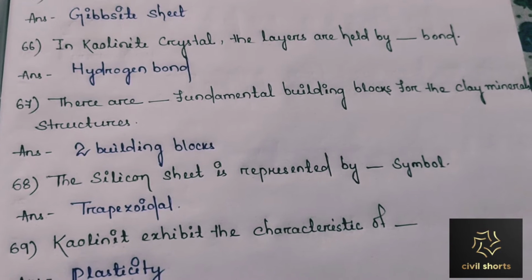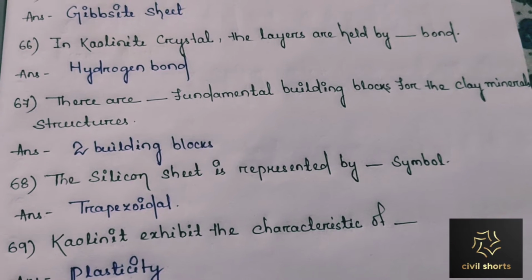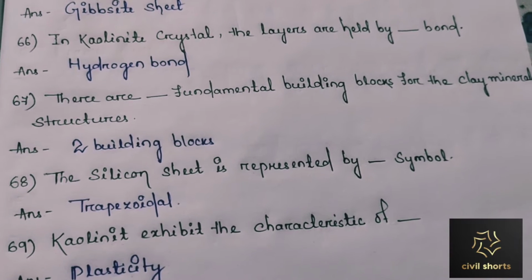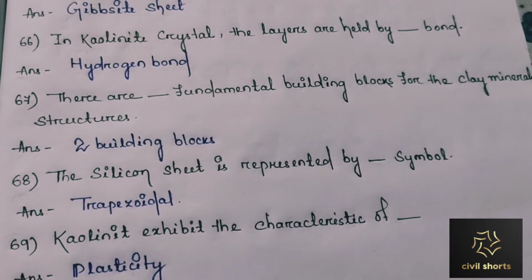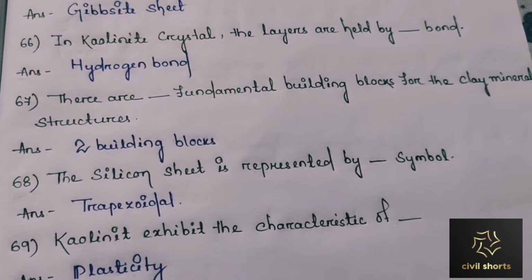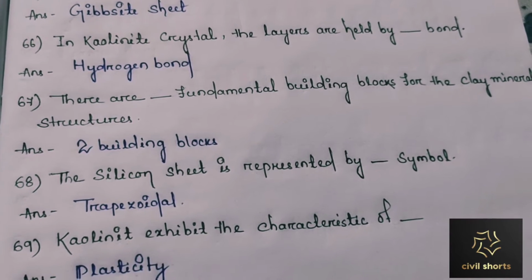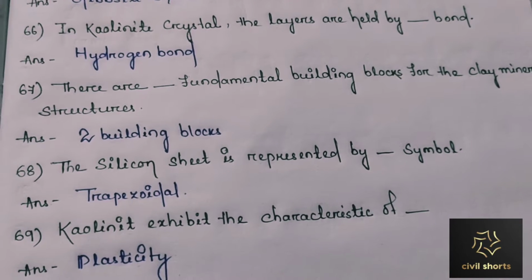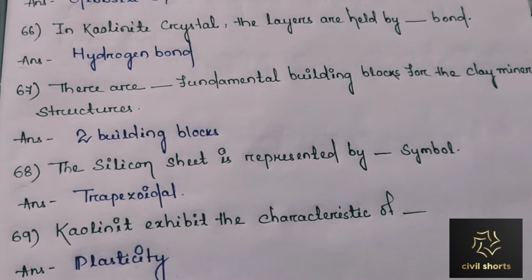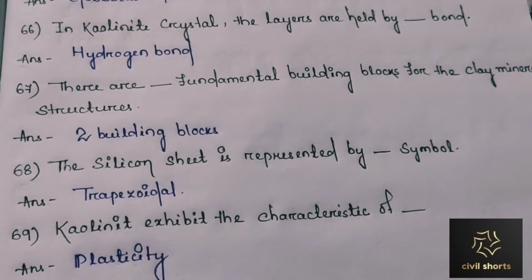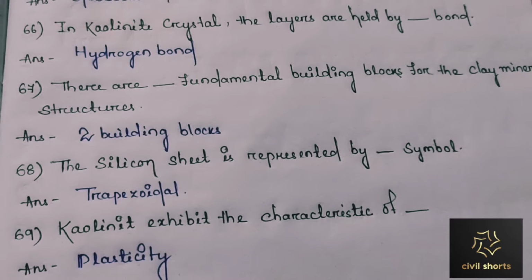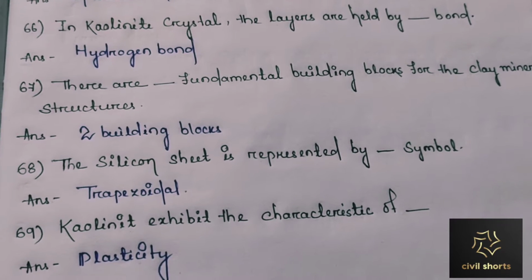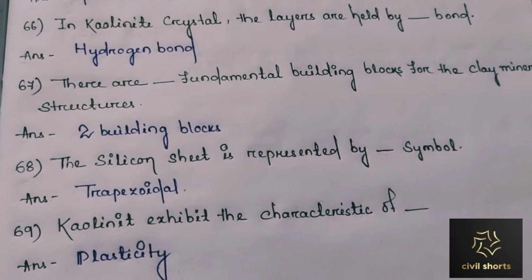Then question number 67. There are dash fundamental building blocks for the clay mineral structure. The answer is two building blocks. These are silica tetrahedral unit and octahedral unit. Then question number 68. The silicon sheet is represented by dash symbol. Answer is trapezoidal. It represents oxygen basal layer and hydroxyl apex layer.